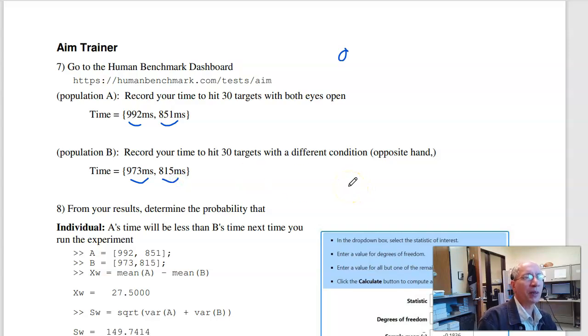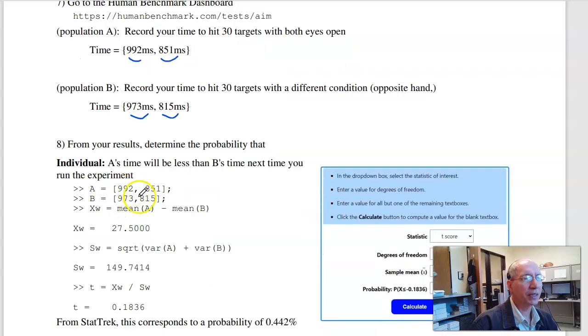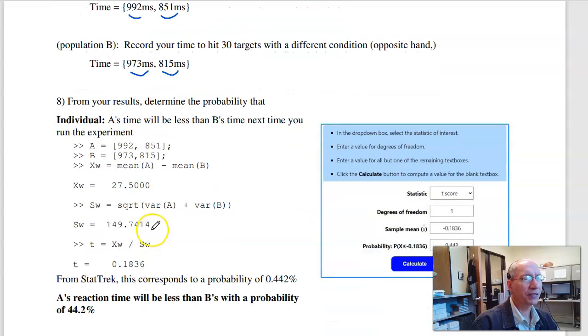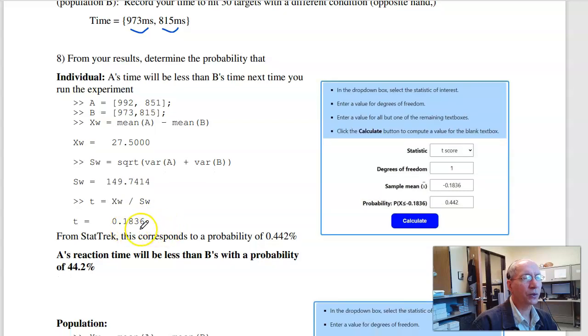What's the probability that my right hand is faster than my left hand? So to do that, I take my data, find the mean, standard deviation, find the t-score, create a new variable W, the difference between the two, find the t-score, convert that to a probability, and it's 44%. So that says there's a 44% chance that my dominant hand's reaction time is less than my non-dominant hand, which is kind of odd, but that's what the data says.